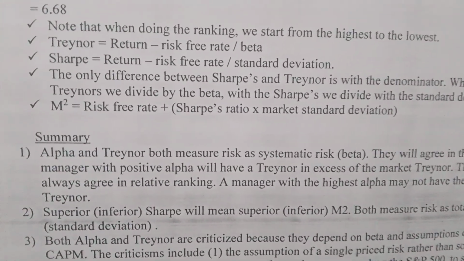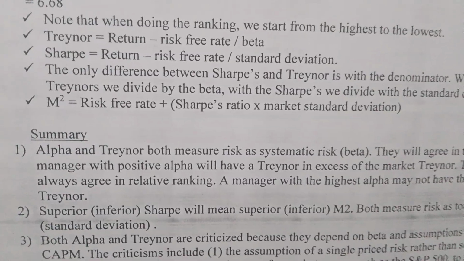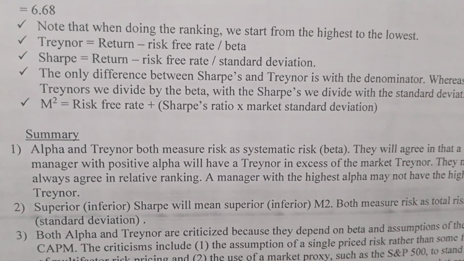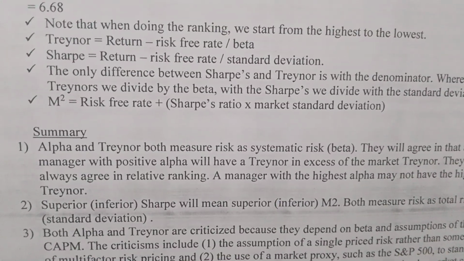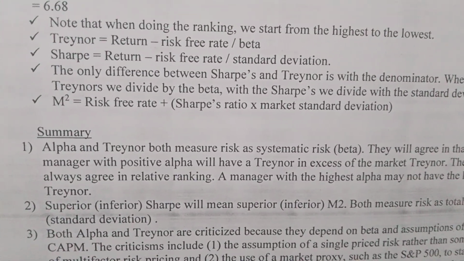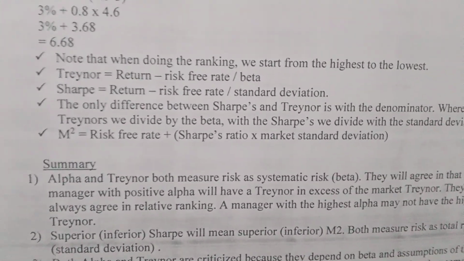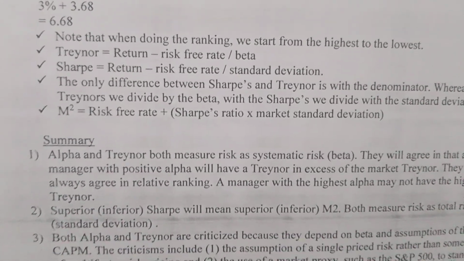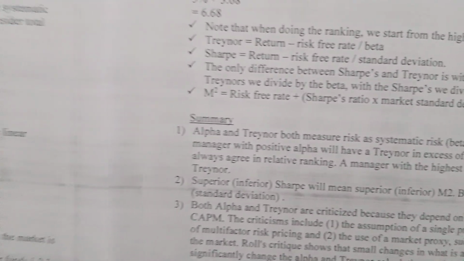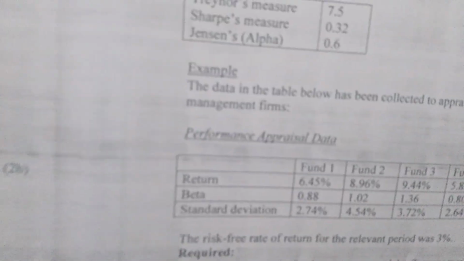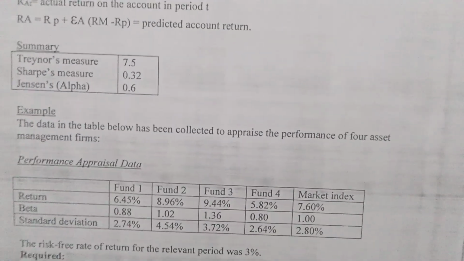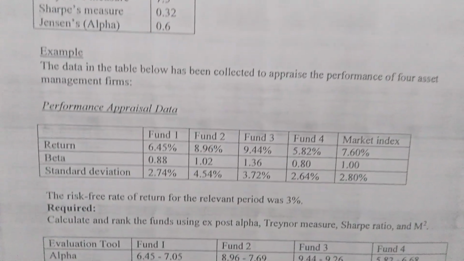The Modigliani and Modigliani, or the M squared, you will be taking the risk-free rate plus the Sharpe's ratio times market standard deviation. So note those formulas because I will be using them as I take up this particular question for the sake of elaboration. We take together one question here and then I'll give you your exercise.